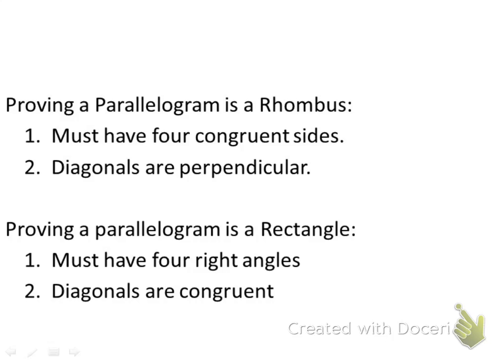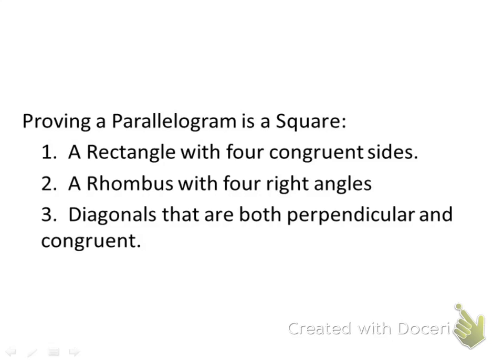We just talked about it. If the four sides are congruent, the diagonals are perpendicular, the four angles are right angles, and the diagonals are congruent, what would we call it then? A square. Very good. So that's how you can prove that something is a square.